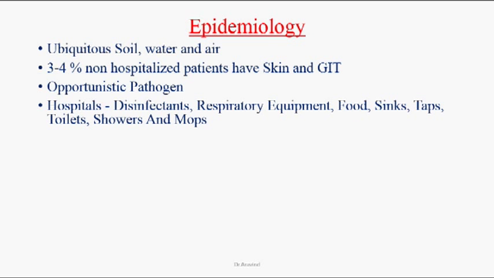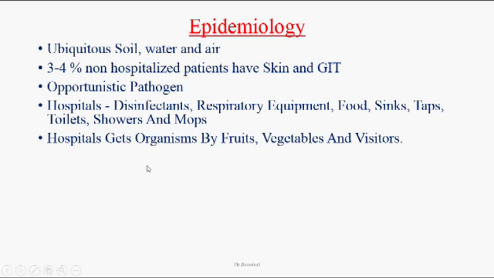In hospitals, these organisms are seen in disinfectants, respiratory equipment, food, sinks, taps, toilets, showers and mops, or any kind of catheter instrumentation. Also we can see this organism foul catheters. And hospitals get this organism by fruits, vegetables and by visitors, or the hospital is normally getting contaminated with these organisms.